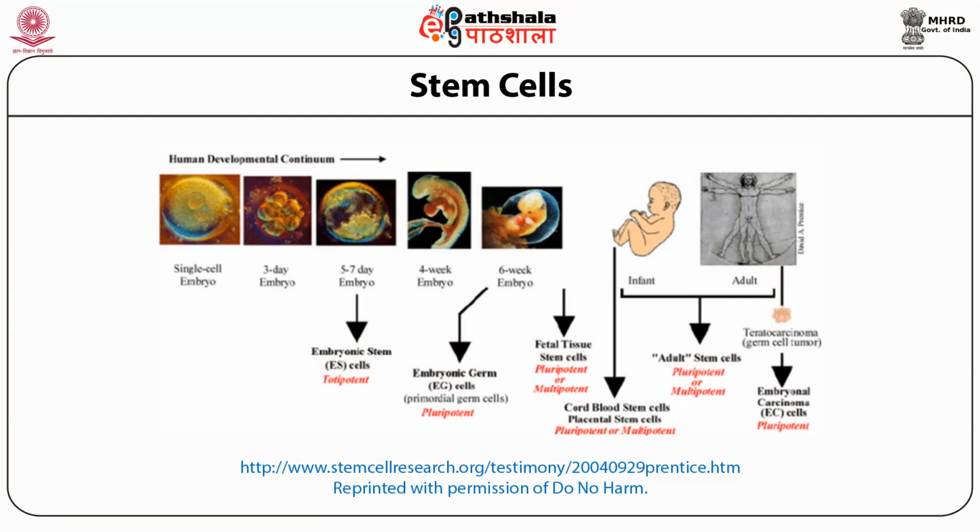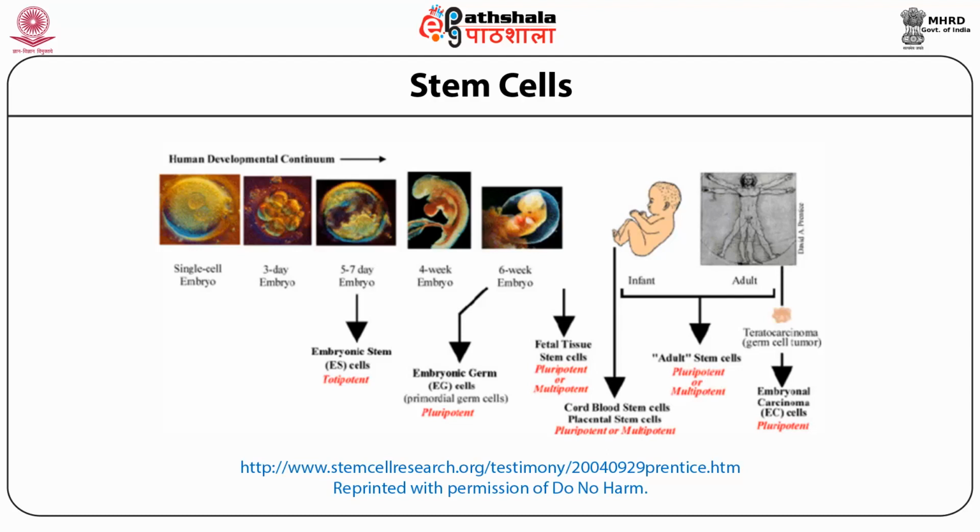So let us define how these stem cells are formed and how many types of stem cells are actually formed. When you start looking at the human developmental process, there is a single cell embryo, and then it progresses to a 3-day embryo, then to a 5-day embryo. The cells which we obtain from 5 to 7 day embryos are called embryonic stem cells, and these cells are called totipotent cells. And then it progresses to a 4th week embryo, then a 6th week embryo.